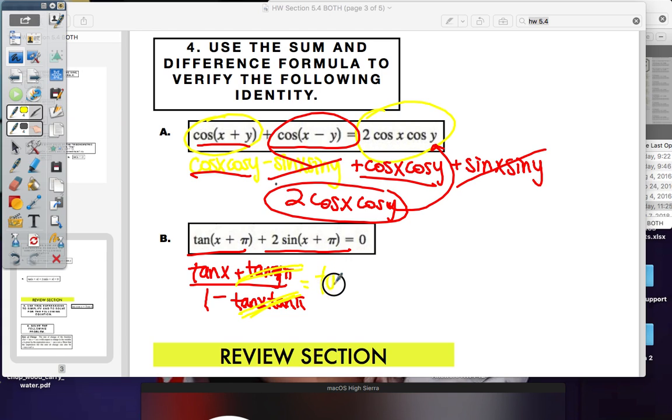Just tangent, good. So you're going to do the same thing for 2 sine of x plus pi. You put it in the formula, and then you'll add that to tangent of x, and it should produce a value of 0. Good. Questions there?